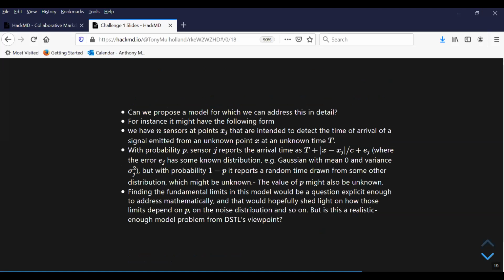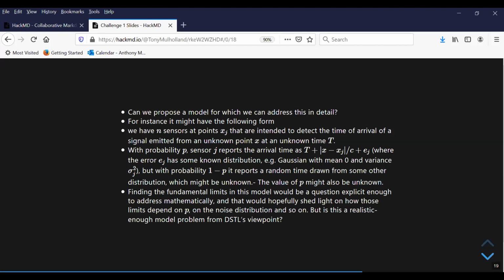And we wanted to think whether there's some problem in the sort of middle ground where we can say that it's specific enough to do some analysis, but representative enough to give some insights into the larger problem. So we wondered about something like this.